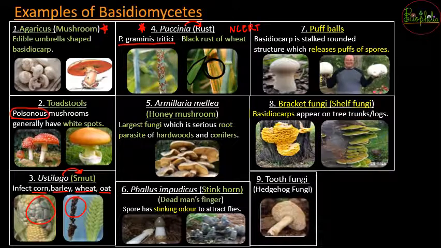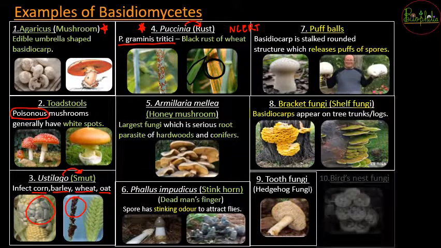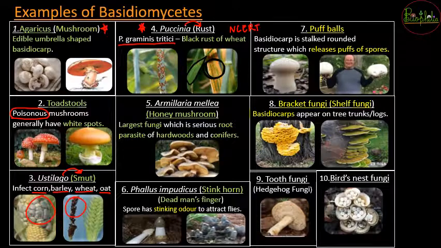Next is the tooth fungi or the hedgehog fungi. So their basidiocarps have tooth-like structures growing underneath, and because of that reason they are called tooth fungi. Next example is bird's nest fungi. So bird's nest fungi, as you can see in the photograph, are evident. They look like a bird's nest, so the name.